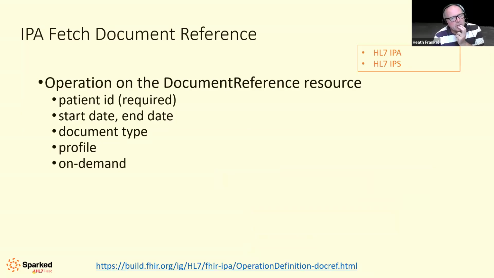DocumentReference $docref. So it's on the DocumentReference endpoint, another operation. Now this has a number of parameters on it: patient, start, end, dates, document types, profiles, and one in particular, on-demand. So this is a very generic operation. It can be used for all sorts of different purposes, including not just returning patient summary documents, but any document reference, any PDF, CDA documents, etc. So it's extremely generic and really needs to be profiled in the context of your particular implementation.